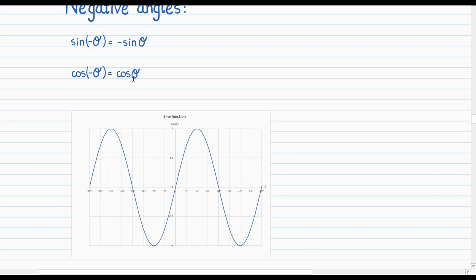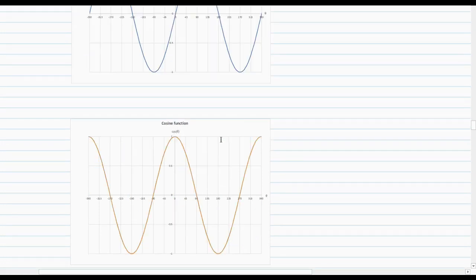Then for cos theta, why is cos minus theta exactly the same as cos theta? Let's look at the graph. So that's a graph for cosine. As you may notice, the cos graph is basically symmetric about the y-axis. So the graph for positive angle values looks exactly the same as the graph for negative angle values, and that is why cos of theta is equal to cos of negative theta.